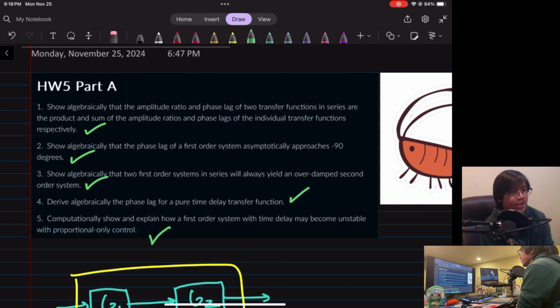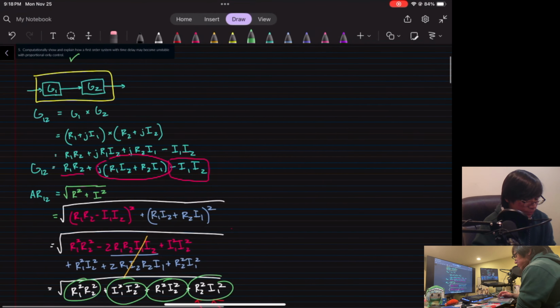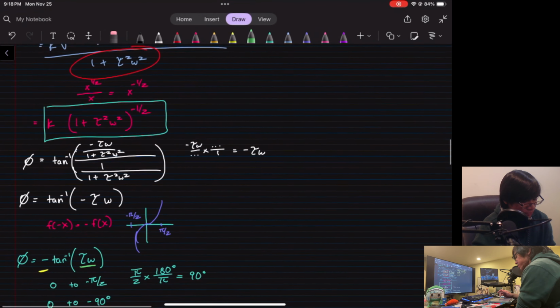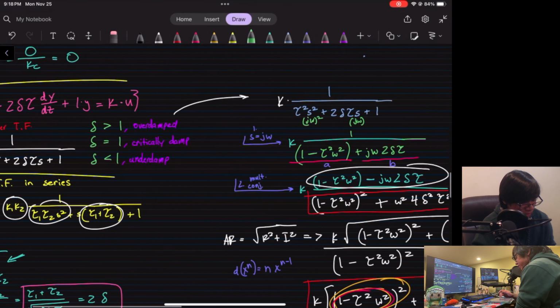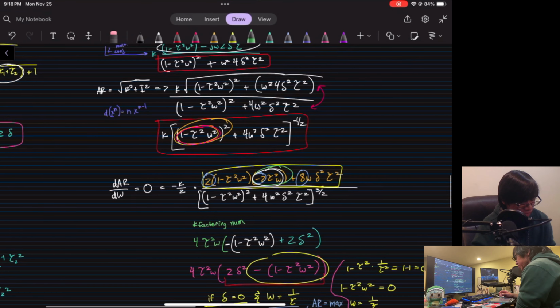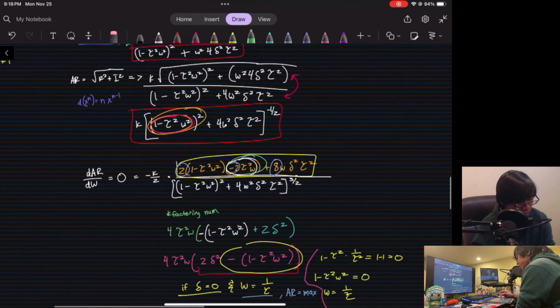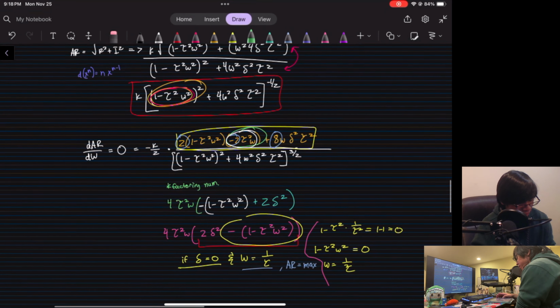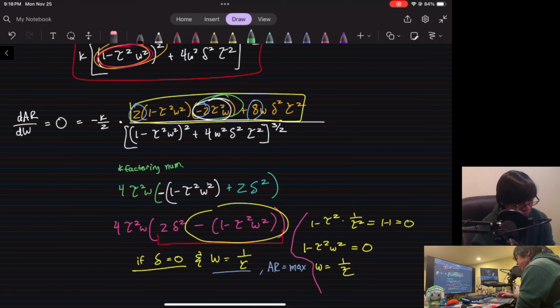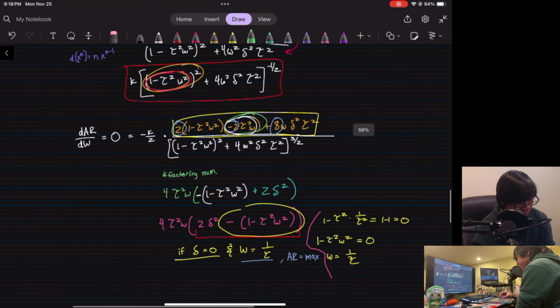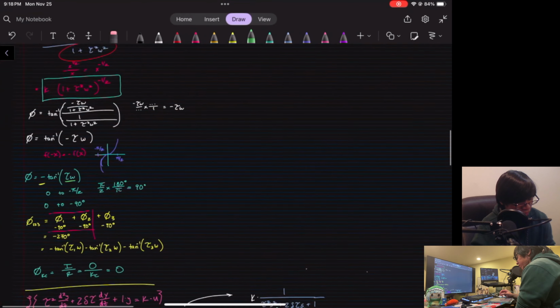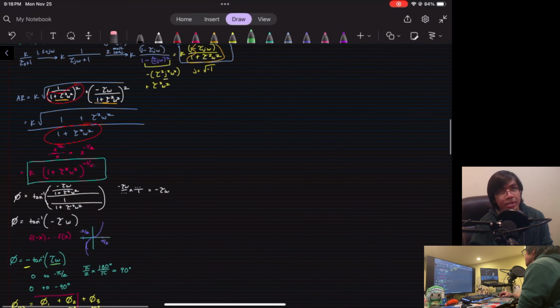So yeah, we discussed transfer functions in series. The phase lag limit for first order is negative 90 degrees. Then we showed overdamped second order, where zeta was greater than 1. And then we actually did the second order as well. We showed that it had a peak, where the amplitude ratio maxes out when the damping was 0 and the angular frequency was the natural frequency, so 1 over tau in this case. If we found the amplitude ratio at its max, we could find the natural frequency and avoid having a sinusoidal input with a frequency that matched that natural frequency.